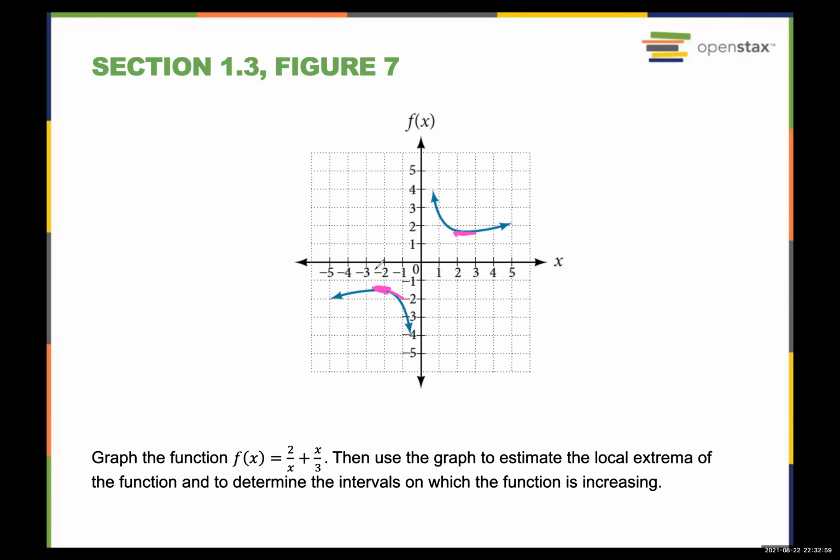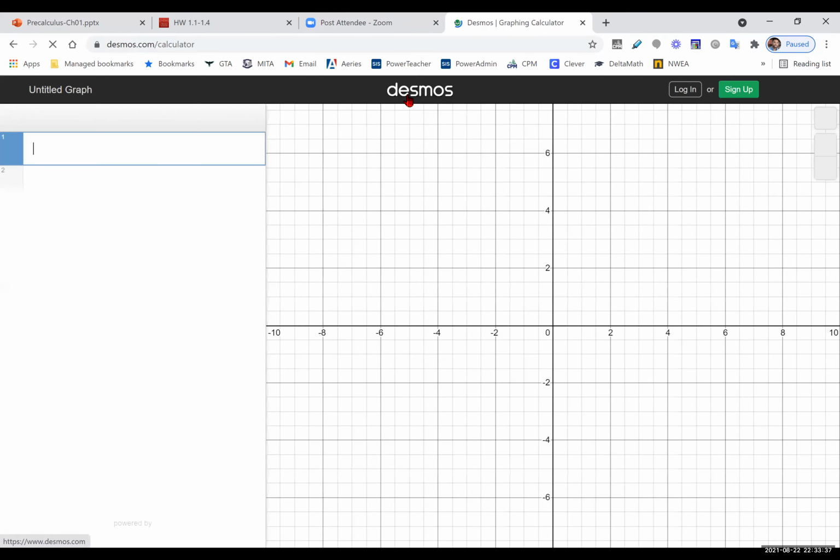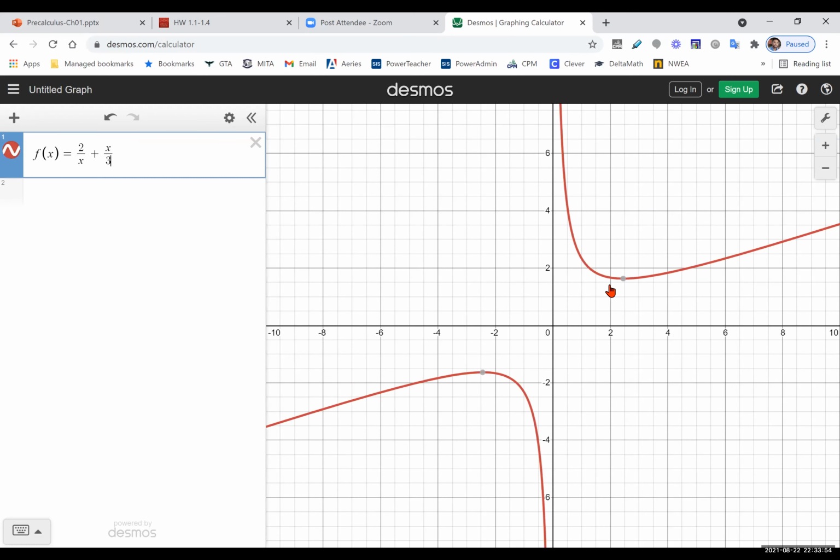So if you want to estimate the local extrema, which is this part here, I'll show you actually now. Use decimals, and if you type the given function, f of x is equal to 2 over x plus x over 3, you'll see this is our graph. And based on this, we have a local extrema here at x equals 2.449.